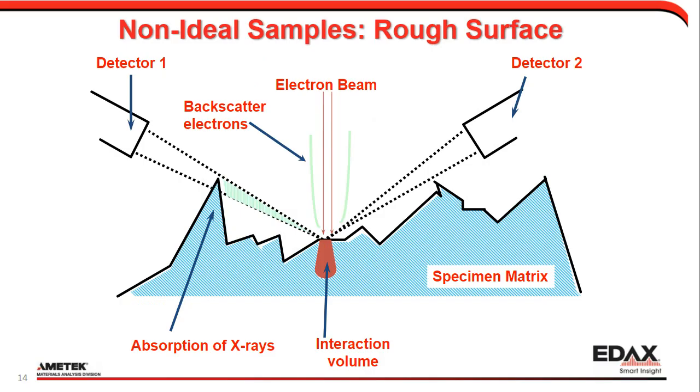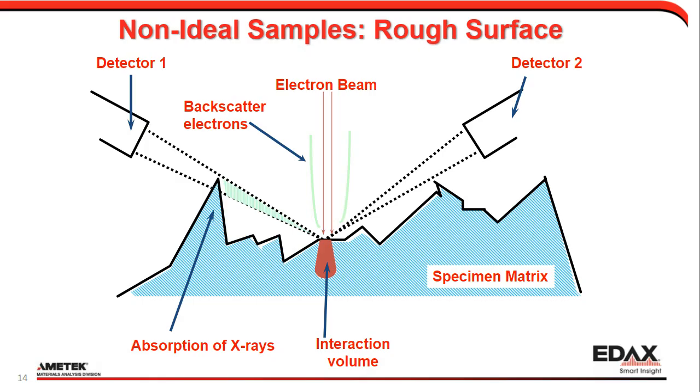Same thing applies to a sample with a rough surface. The X-ray path from the analyzing area to detector 1 will be blocked by the surface topography, but it has a path to detector 2 on the other side. Actually, this kind of topographic effect also happens on sample surfaces that you think are flat.